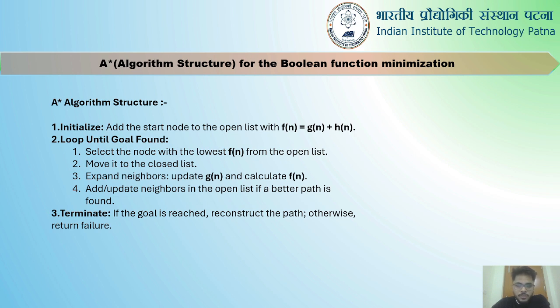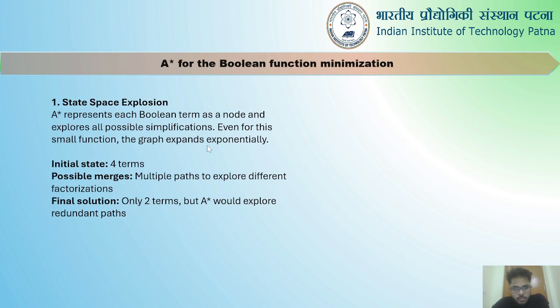The efficiency of A-star depends heavily on the choice of the heuristic function. A poor heuristic can lead to slow or inefficient performance. For A-star in Boolean function minimization, we basically define the state space and the initial states, and then there is the problem of state explosion in Boolean function minimization.